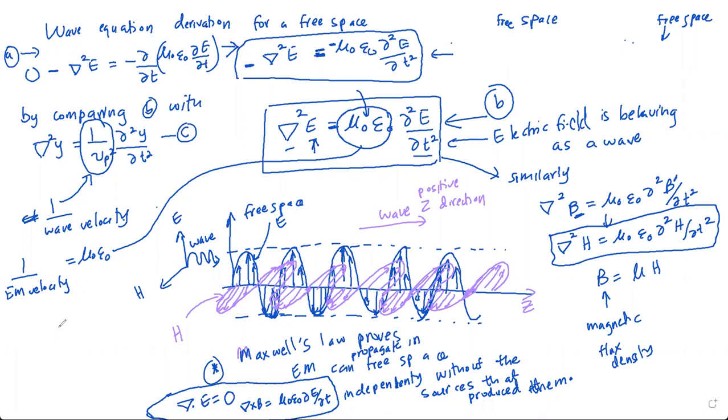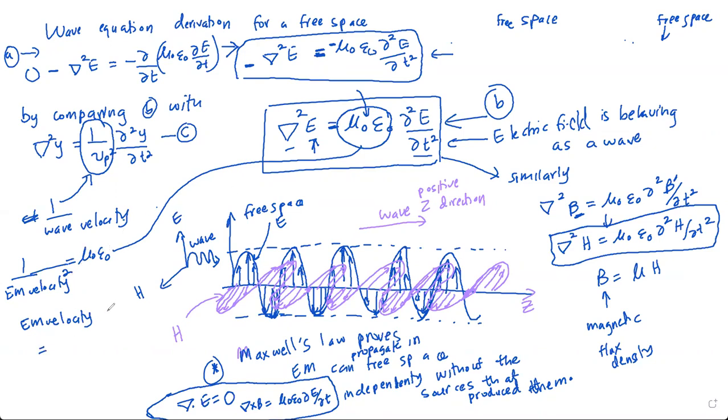So now we are talking about free space, right? So in order to find the electromagnetic wave velocity, we have that the electromagnetic wave velocity squared is equal to mu naught epsilon naught. The reason is that in here we have 1 over velocity squared, right? So 1 over the EM velocity squared is equal to mu naught epsilon naught, right?